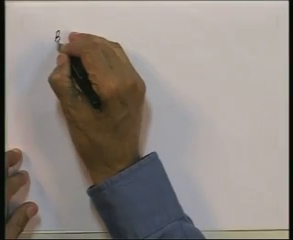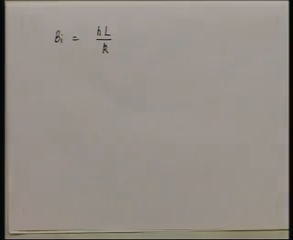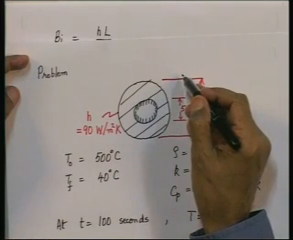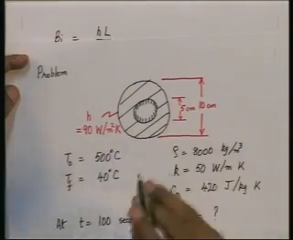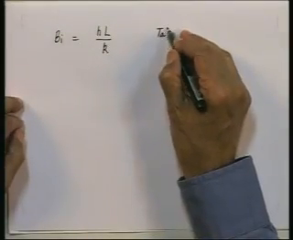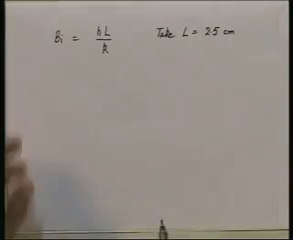The Biot number is given by, for the hollow sphere, hL by K. Now, what will we take as the characteristic dimension? You see, this is a hollow sphere, heat is flowing from inside out. The maximum distance that the heat will flow will be from here outwards, because there is no heat flow in the hollow space inside. So, the maximum distance the heat is going to flow is from here to here, which is 2.5 centimeters. So, let us take L equal to 2.5 centimeters.